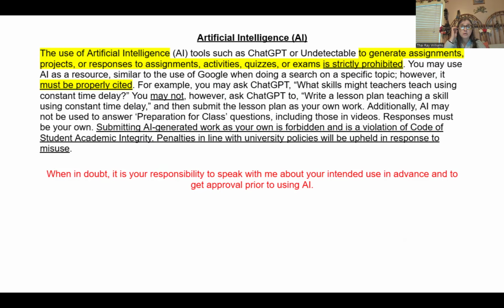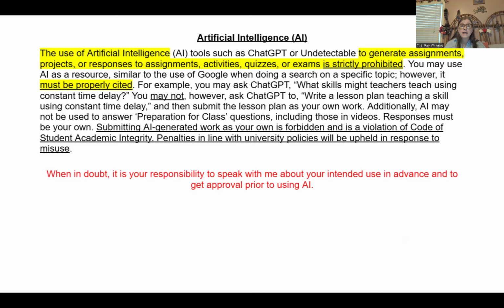So here's an example of a way you can use AI. You can put in something like ChatGPT and say, what skills might teachers teach using constant time delay? Constant time delay is an evidence-based practice that we will not cover in this class. But you could say, what type of skills would a teacher teach using this instructional strategy? But what you cannot do is say something like, write a lesson plan teaching a skill using constant time delay, and then you submit that lesson plan as your work. You're not allowed to do that.